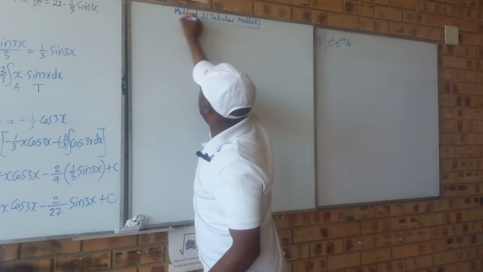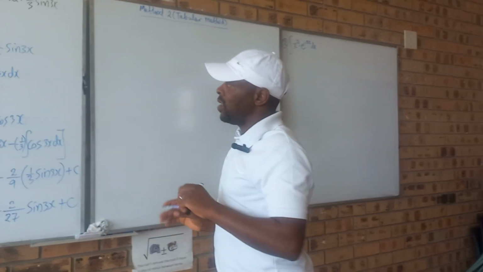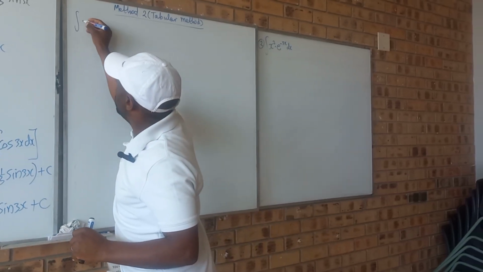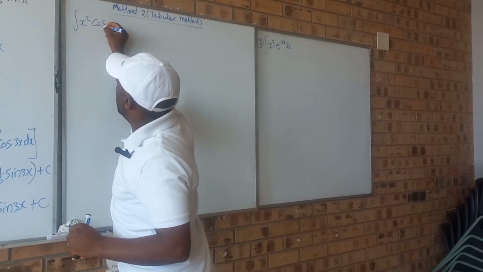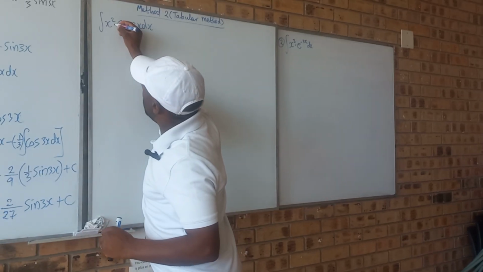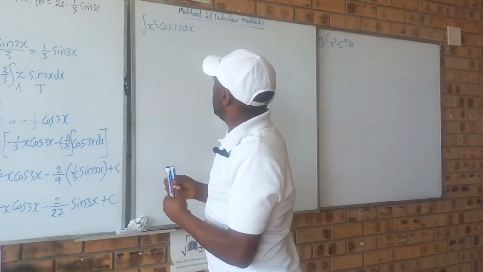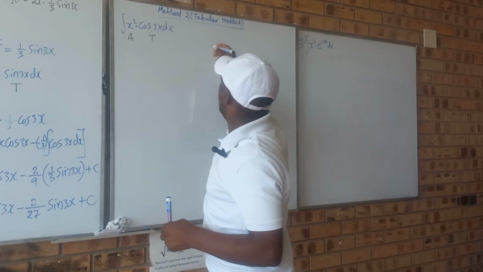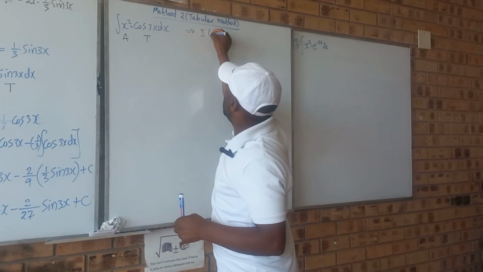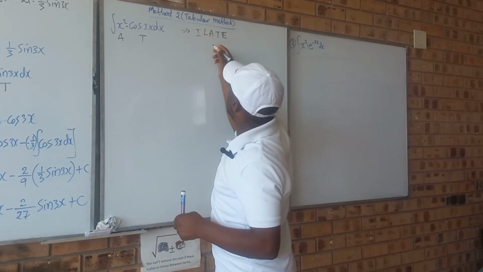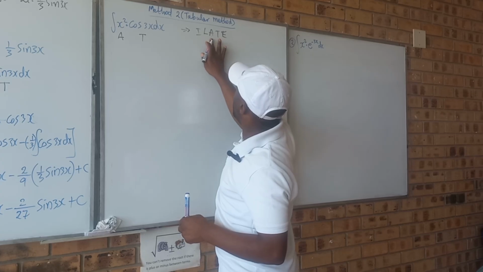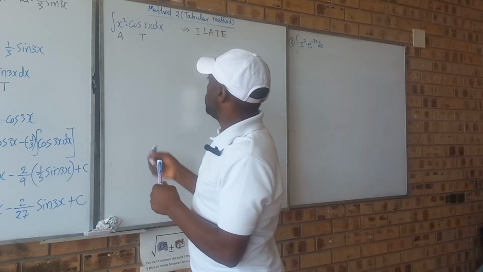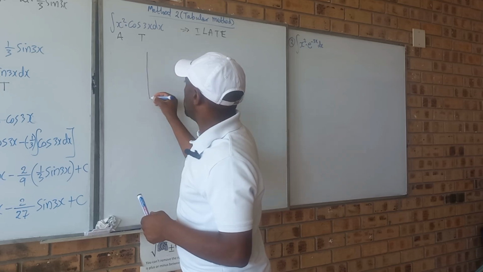Or you can just call it the table method. So if I'm very sure that algebra is coming first and my target is to integrate x squared cos 3x, but I must confirm that algebra comes first. If you look at this, this is algebra and that is trig. And when you follow ILATE, you see that in your ILATE, algebra comes before trig.